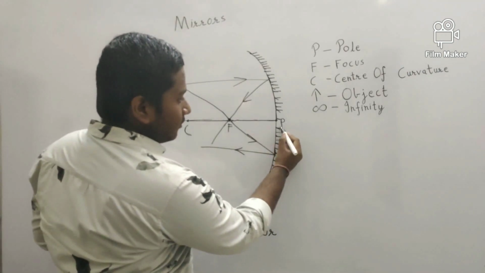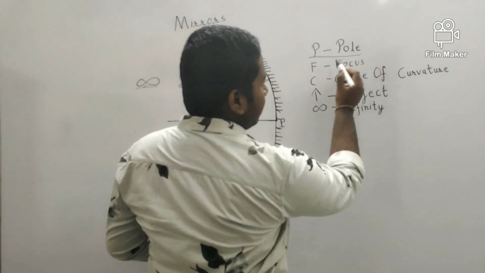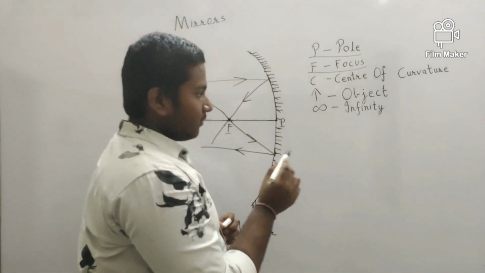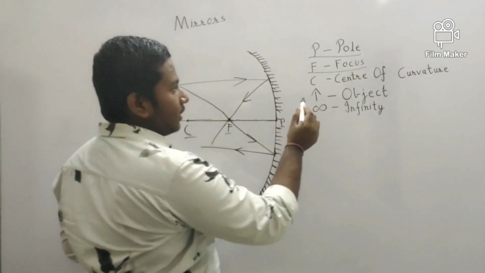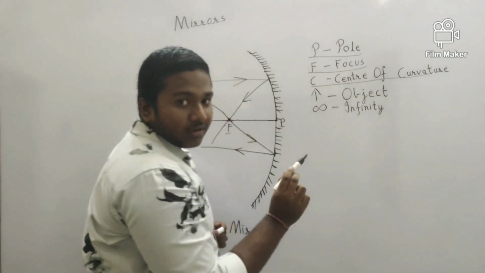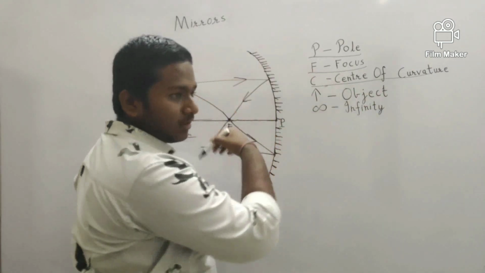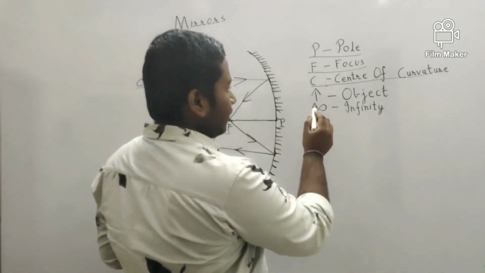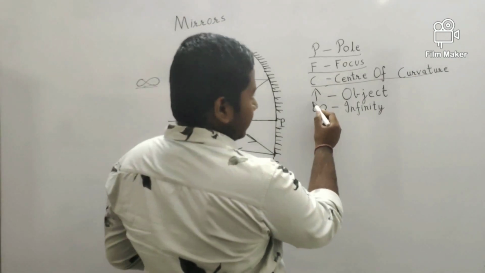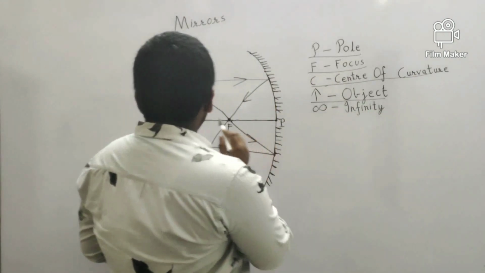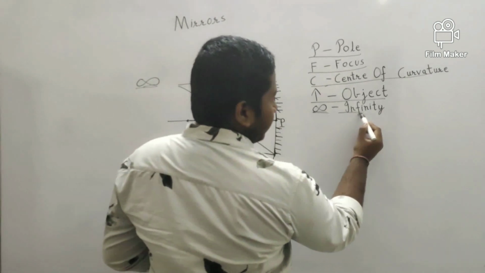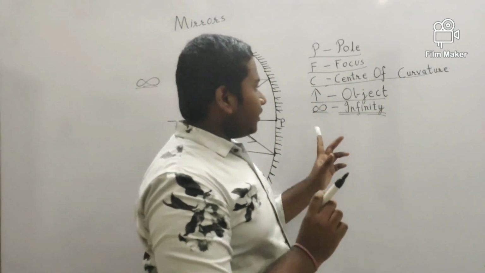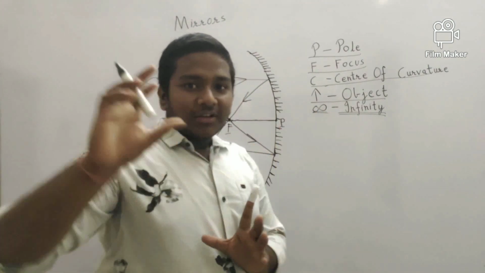And in a concave mirror there is P. P means pole, then focus is represented by the symbol F, and the last one is C, which we represent as the center of curvature. Center of curvature means the middle part of the sphere. And then we will place objects one by one, represented by an arrow, at infinity.